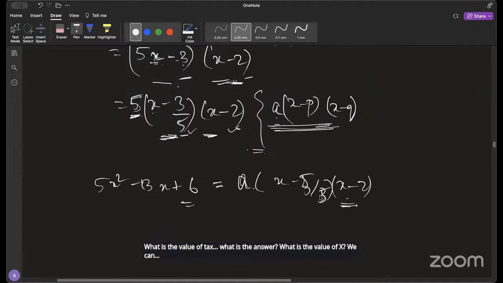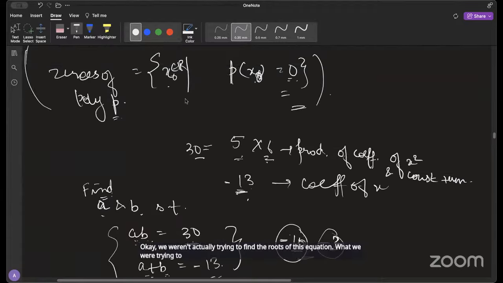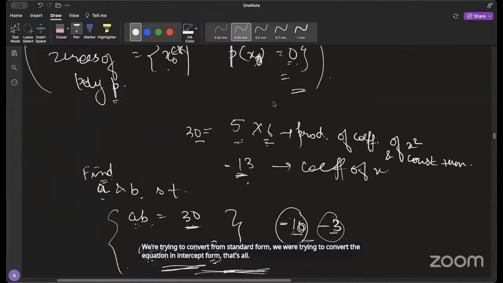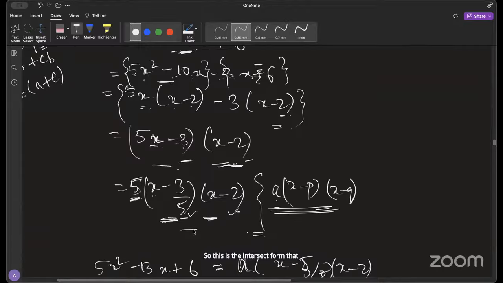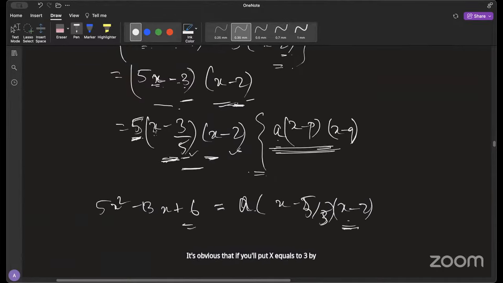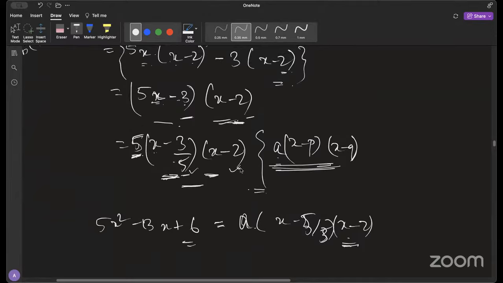Okay, we weren't actually trying to find the roots of this equation. What we were trying to do was convert from standard form to intercept form. That's all. So this is the intercept form that you get at the end. And from here, it's obvious that if you put x equals 3 by 5, you get 0. That's one root, and then 2 is another root. Okay, got it.